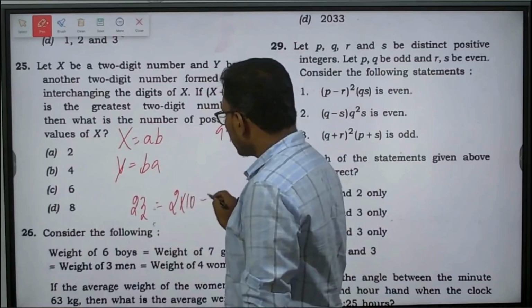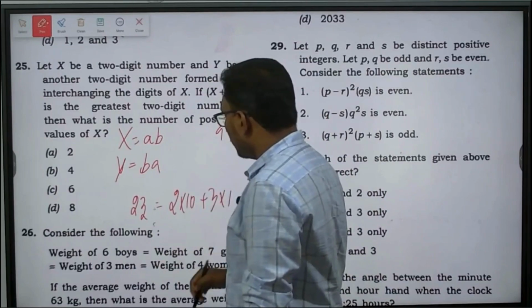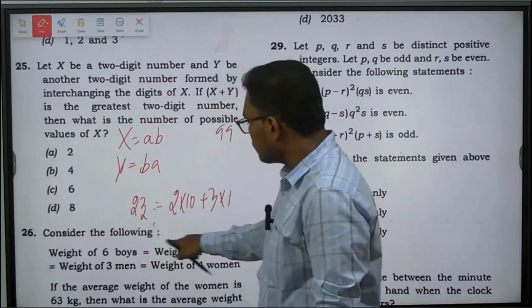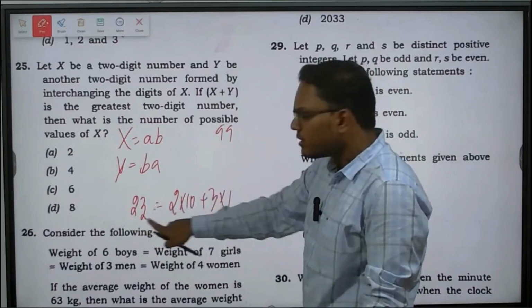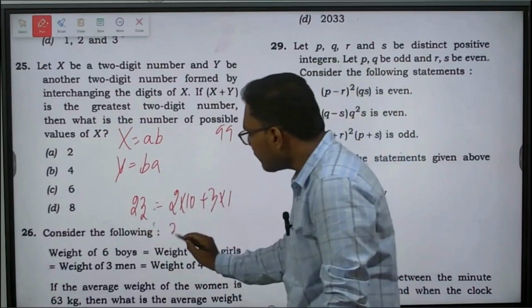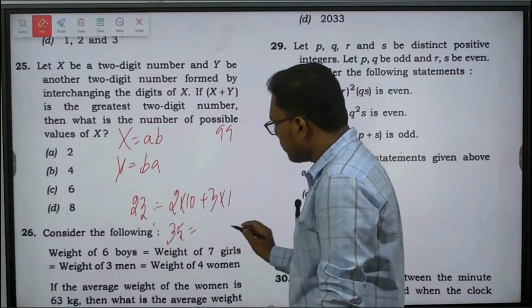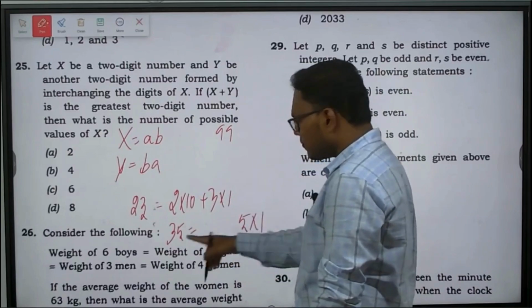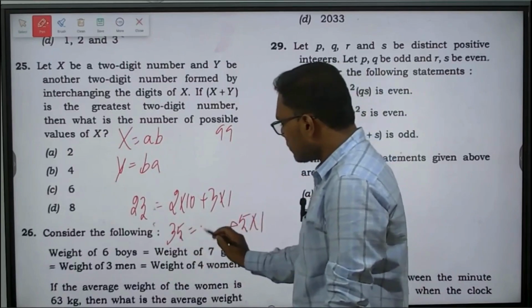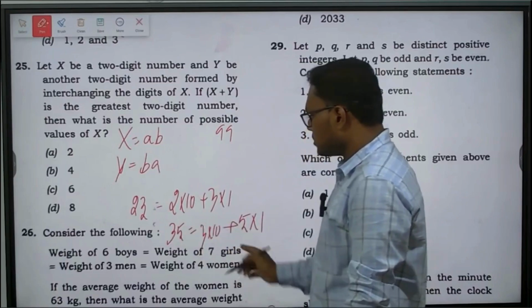2 into 10 plus 3 into 1, which means this 3 is in 1's place, so 3 into 1. This 2 is in 10's place, so 2 into 10. How will you write 35? 5 into 1 because 5 is in 1's place and 3 is in 10's place, so 3 into 10. So this is 35, right?